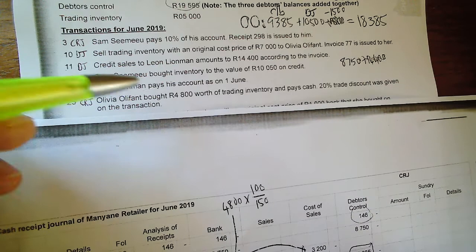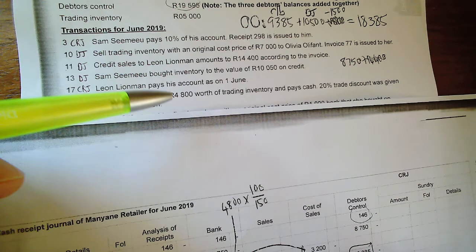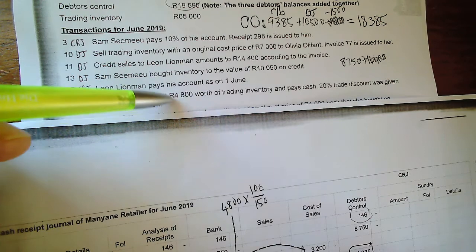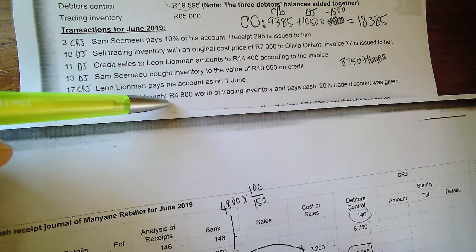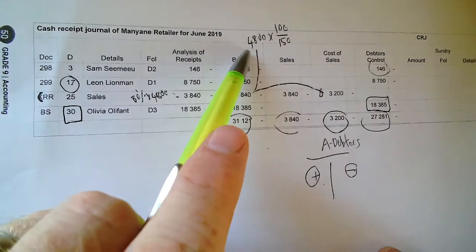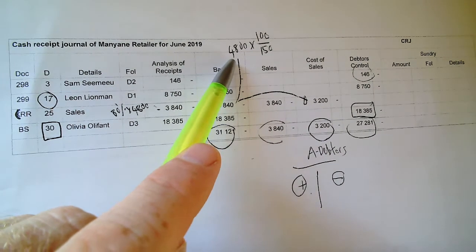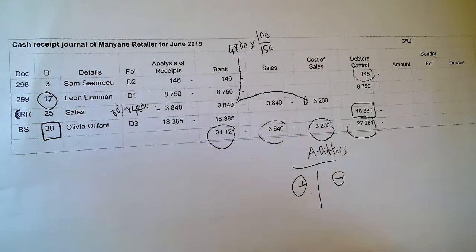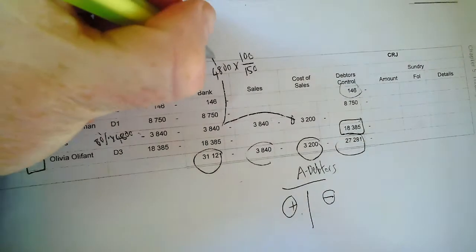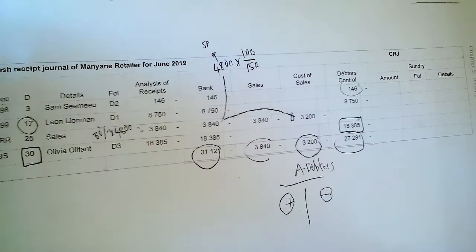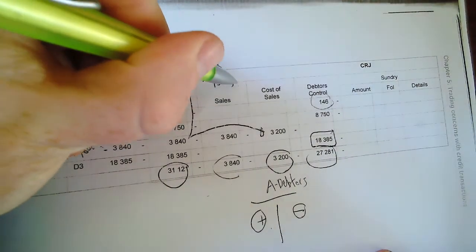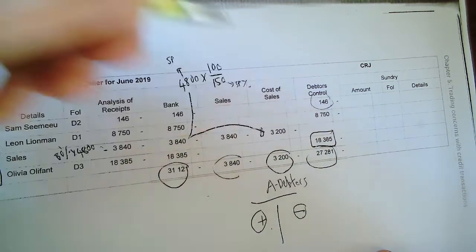But now remember, when we want to work out what the cost price would have been, we can work it out by using the original selling price before there was a discount. Okay, so 4,800 was the original selling price. Put that over 1. What is this selling price? That selling price, 4,800, is the normal selling price. So I must get the selling price percentage at the bottom, and the selling price percentage is 150.